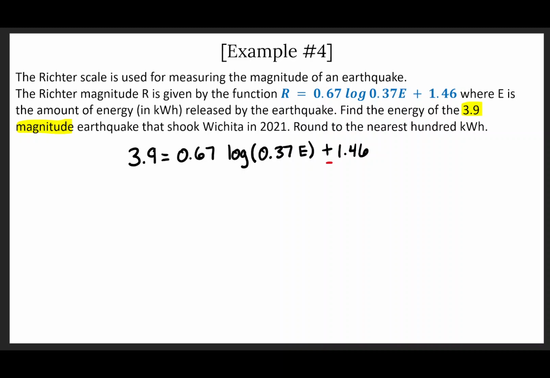So let's start by taking away 1.46 from both sides. Since these decimals are somewhat friendly, I'm going to go ahead and just calculate what that would be. 3.9 minus 1.46 would get you 2.44. We still have 0.67 log 0.37e.